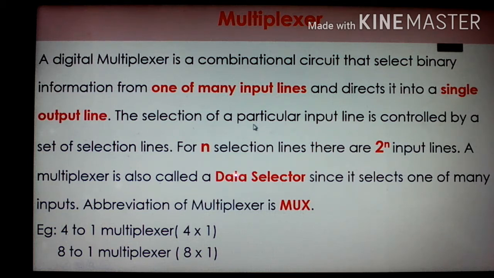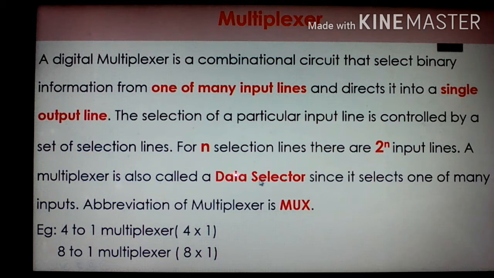The selection of a particular input line is controlled by a set of selection lines. Based on those selection lines, it selects which one is to be activated. For n selection lines, there are 2 raised to n input lines. Suppose in a multiplexer there are n selection lines, then it contains 2 raised to n input lines.